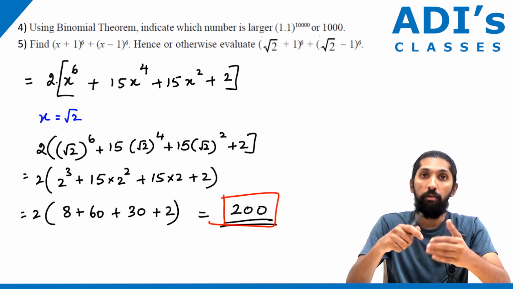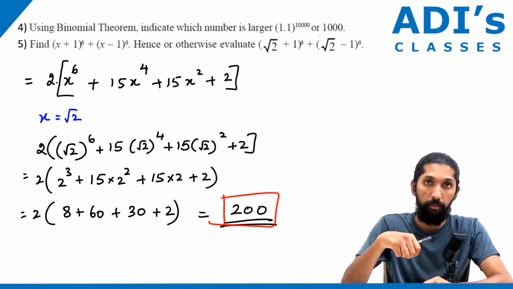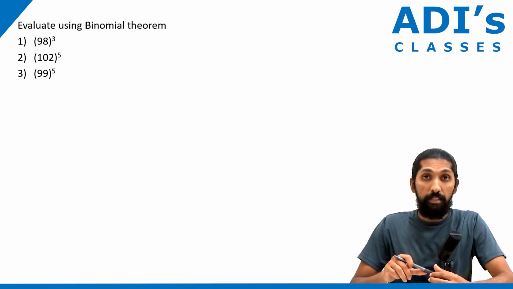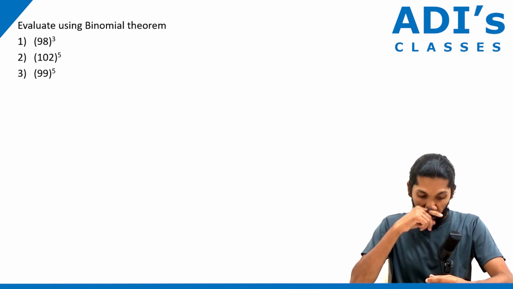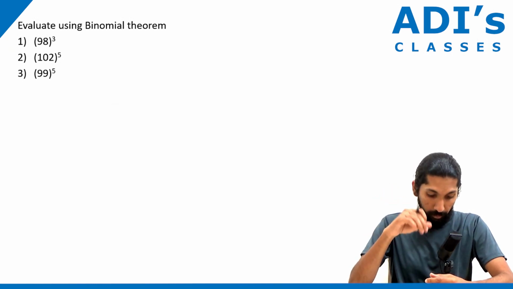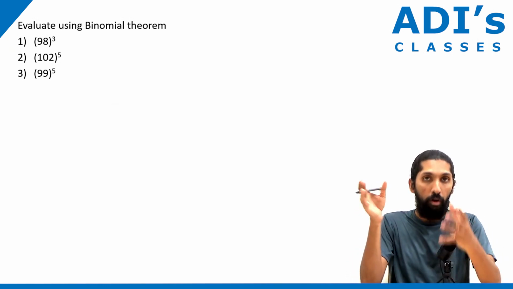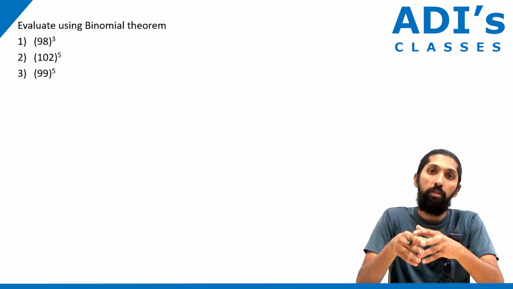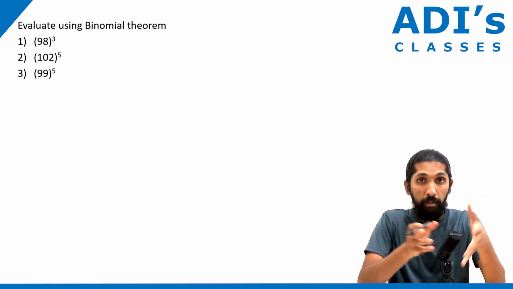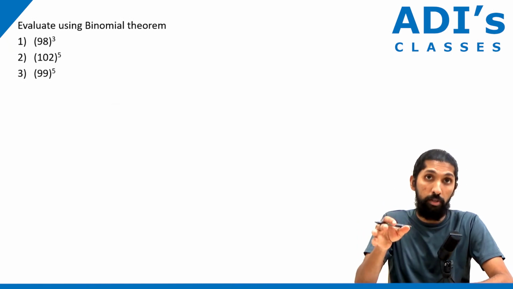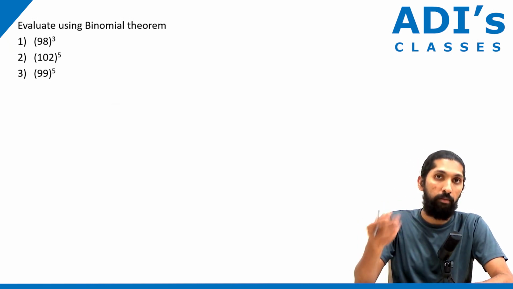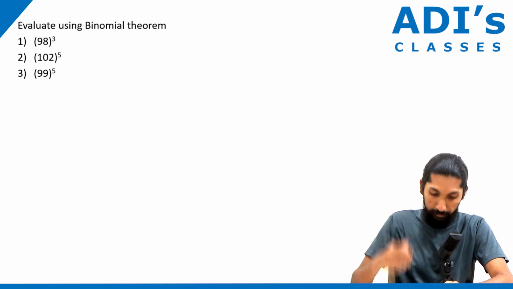Okay, so now we look into the next type of problem. See, this is the next type of problem: evaluate using binomial theorem, 98 cube. Now, all of you have done this before in your school, where you were doing 100 minus 2 whole cube. The same logic. It's just that you use binomial theorem. That's all. Very simple.